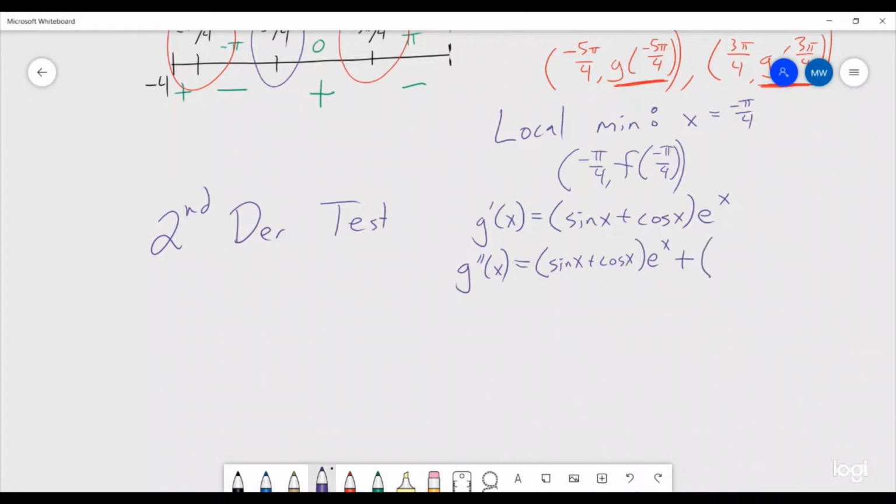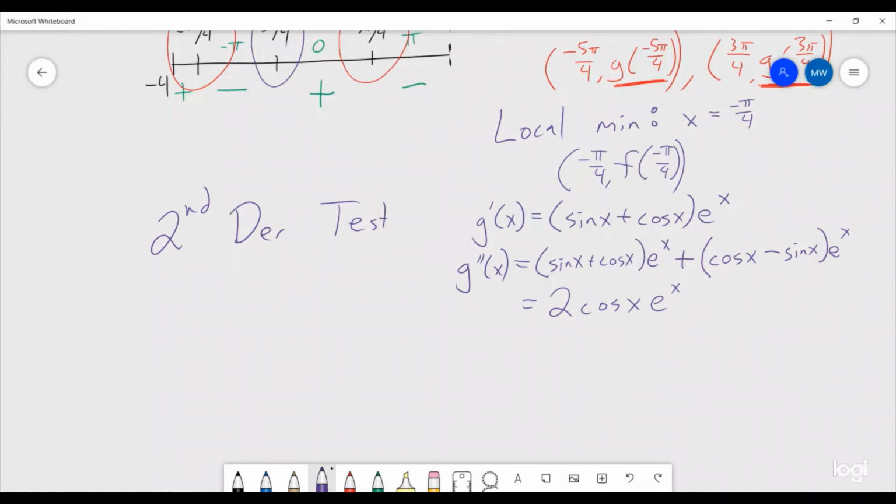Well, the derivative of sine is cosine. The derivative of cosine is negative sine. This can simplify quite a bit, actually. The cosines combine, the sines cancel, so this is actually just 2 cosine x e to the x. I did that right, correct? Let's see, first times the derivative of the second, plus the second times the derivative of the first. Yep. Okay, so that's the second derivative.